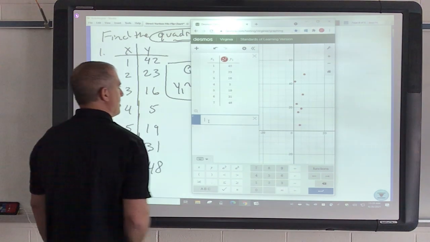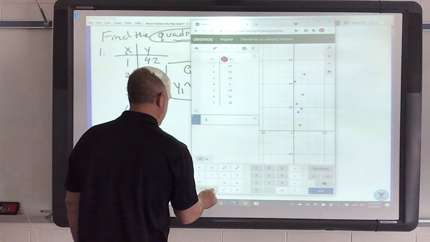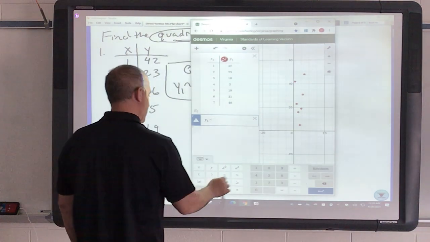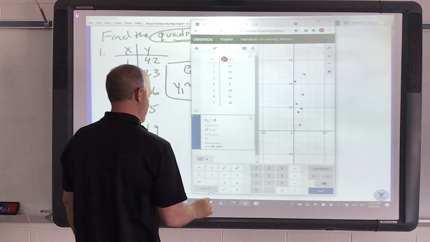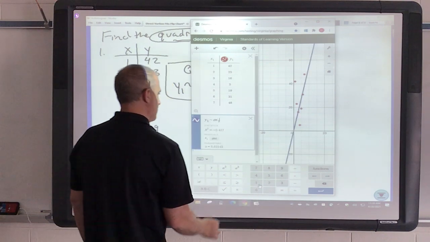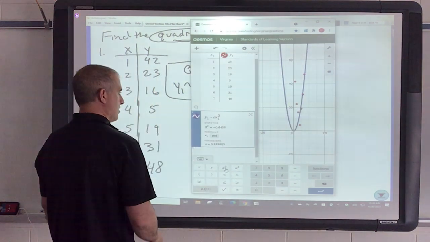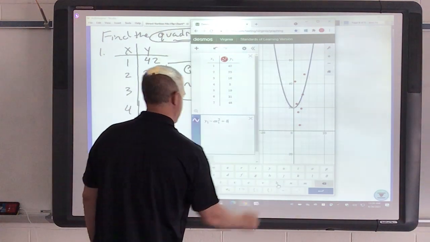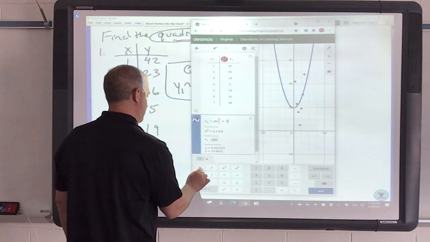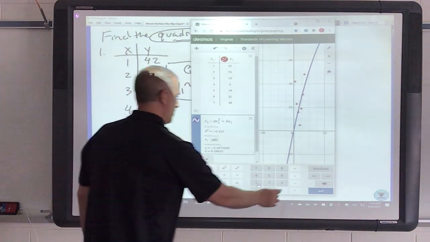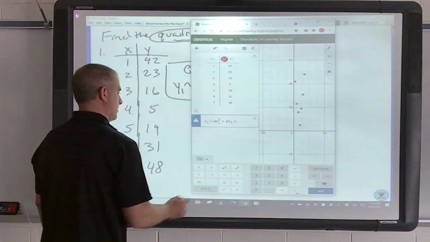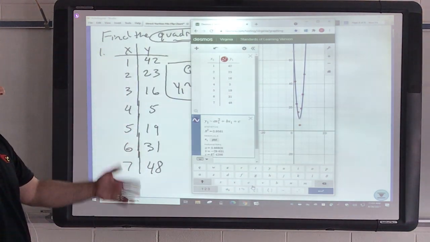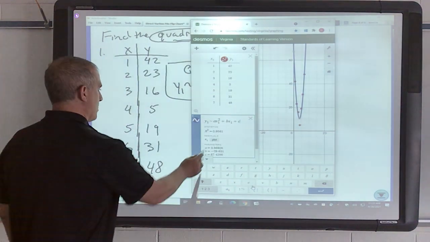Now, to find the quadratic one, all I got to do is y1 approximately a x1 squared plus b x1 plus c. Okay? And it sort of gives you the idea of the shape there. Okay? So what does this mean?